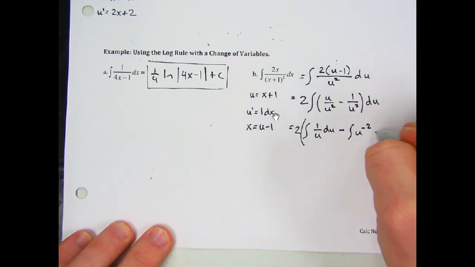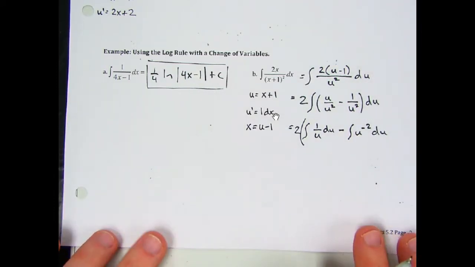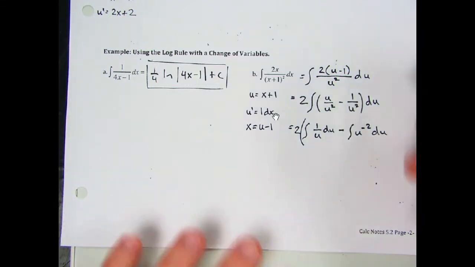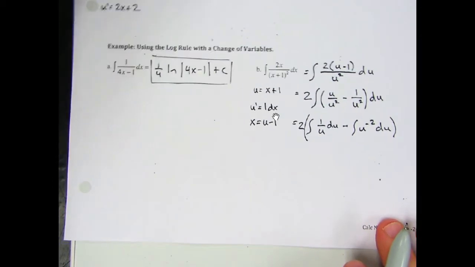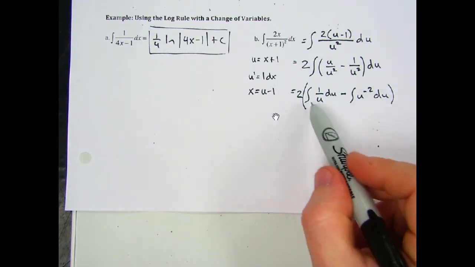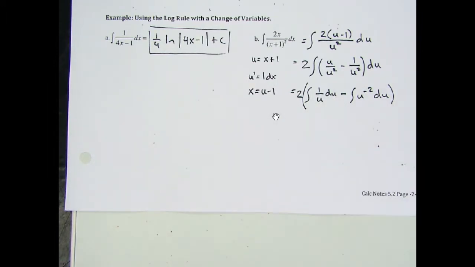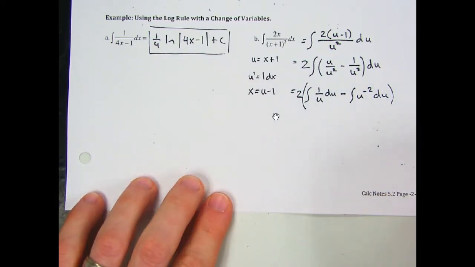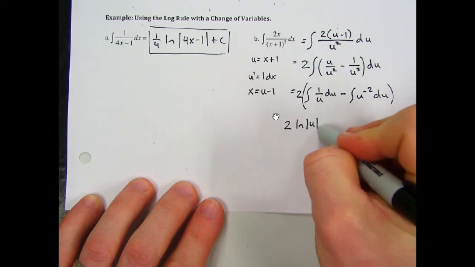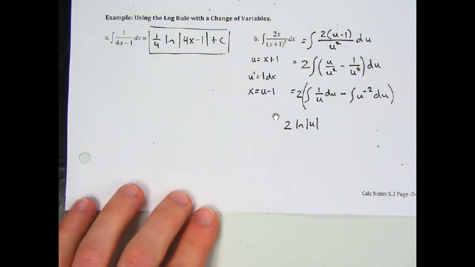We're going to rewrite as u to the negative 2, because we can use the power rule. Is everyone okay so far? Okay, and that little 2 on the outside is going to hang out there. So what's the integral of 1 over u du? ln absolute value of u. We're going to add the plus c at the very end because we don't need to add 2 constants. They'll just combine to make 1 constant.